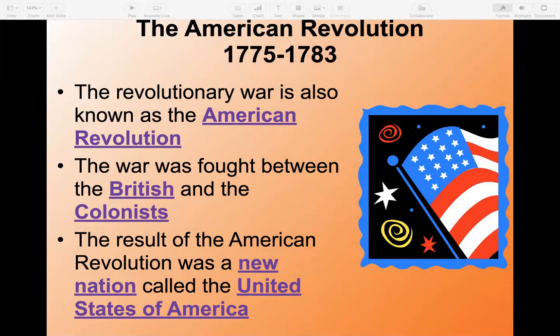The American Revolution was from 1775 to 1783. The Revolutionary War is also known as the American Revolution. The war was fought between the British and the colonists. The result of the American Revolution was a new nation called the United States of America.